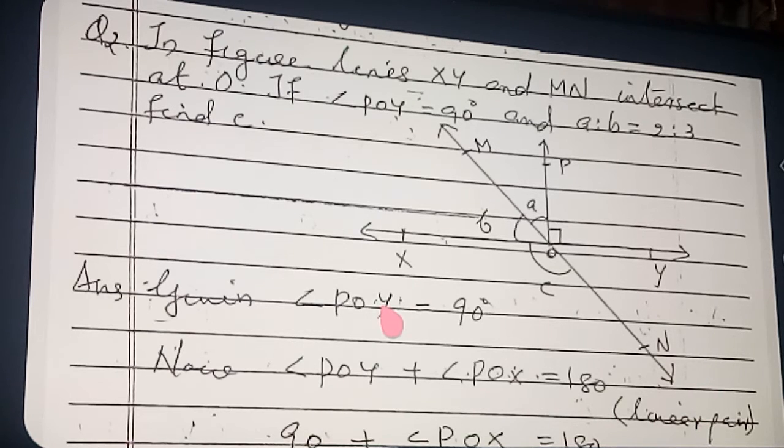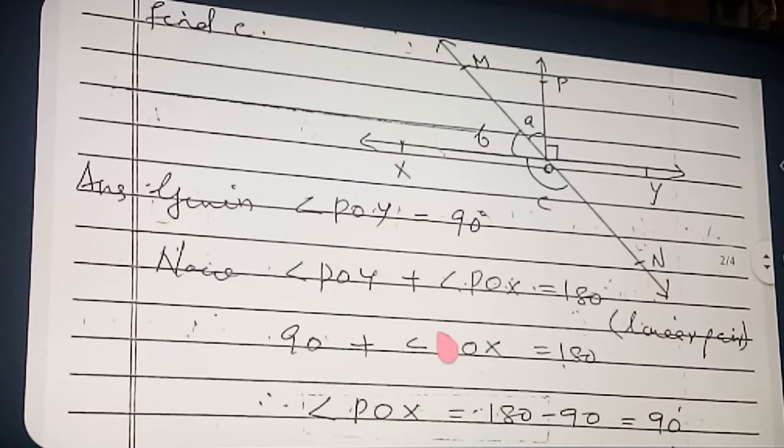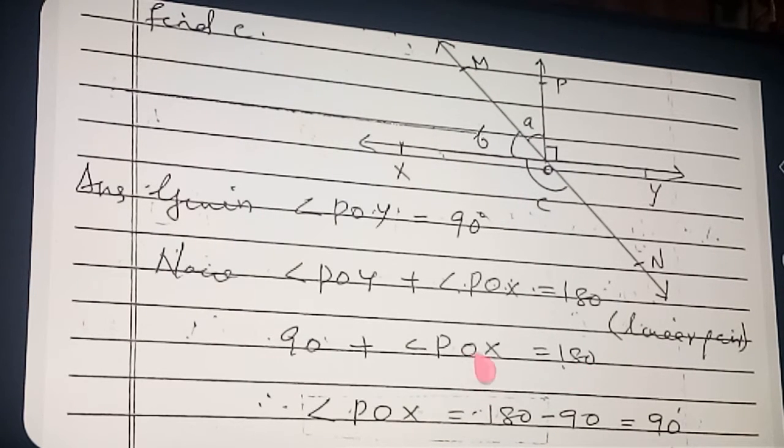POY how much given? Already 90. Therefore, POY plus POX, their sum how much coming? 180. 180 coming, then what you can say? What's the reason? Linear pair. They form on a line. Therefore, their sum is 180. Next point, see. So, what will be angle POX? Properly listen and sit. 90 plus POX is equal to 180. Therefore, POX is equal to 180 minus this 90.